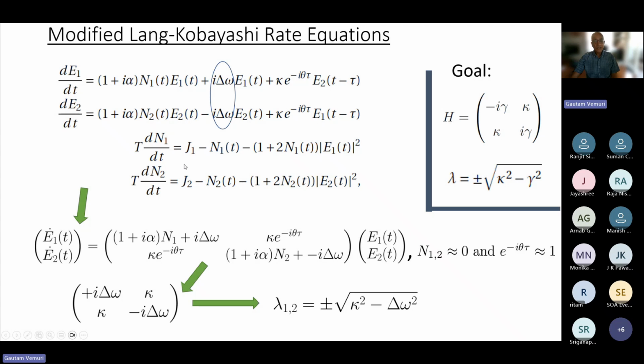The other advantage of the semiconductor laser system is that the coupling in these systems is easily controlled with a variable neutral density filter, and so there's no need for regrowing a new system or anything like that. Now, of course, the eigenvalues of this matrix are going to be real or complex depending upon the relative values of the coupling and the detuning.